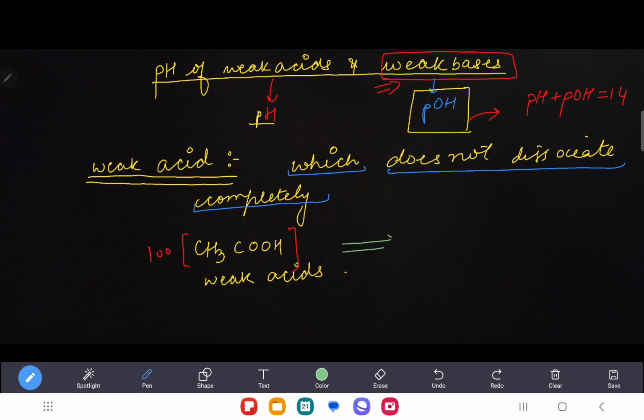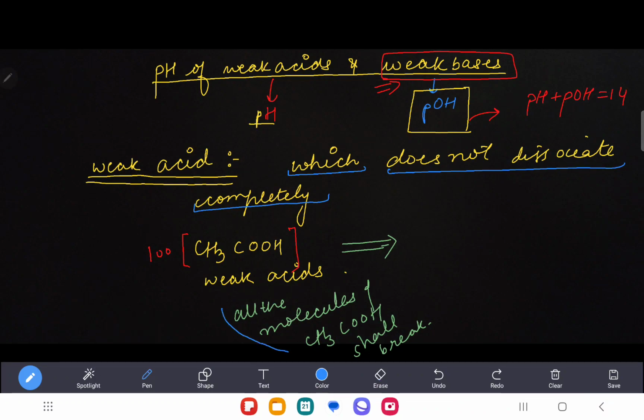You expect that all the molecules of CH3COOH shall break. Yes or no? Yeah. And when all the molecules of CH3COOH break, what exactly happens? How does it break? First of all, we see CH3COO negative and H positive, isn't it? So when one molecule of CH3COOH breaks, it gives me CH3COO negative and H plus.